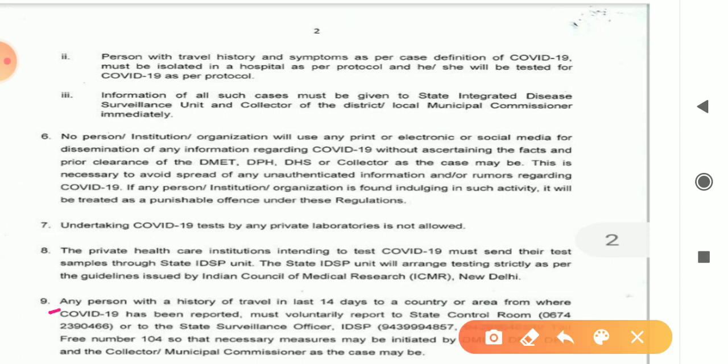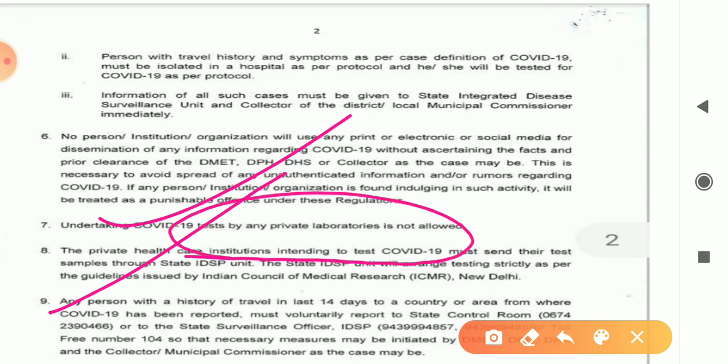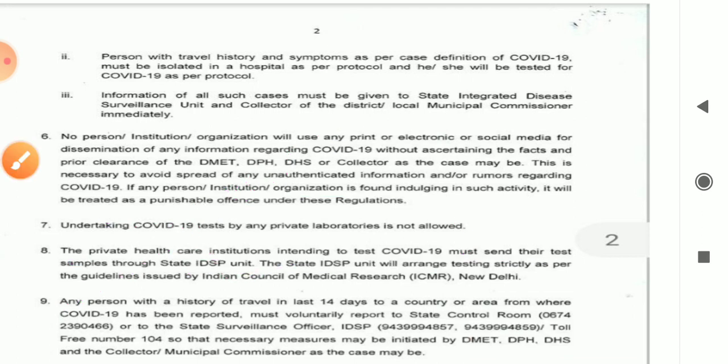In the video also it is saying 14 days quarantine is a must. Laboratory must be set up. Private healthcare institutions, those private hospitals that desire to test for COVID-19, must send their test samples through the IDSP unit. The state IDSP unit will arrange testing facilities as per the guidelines issued by the Indian Council of Medical Research, ICMR, New Delhi.